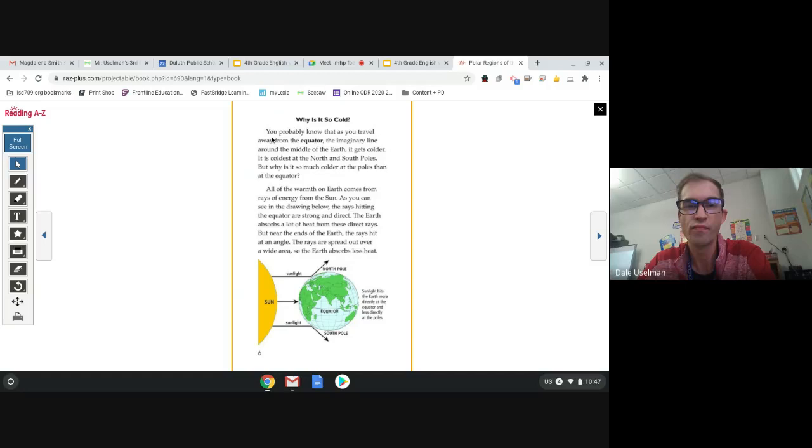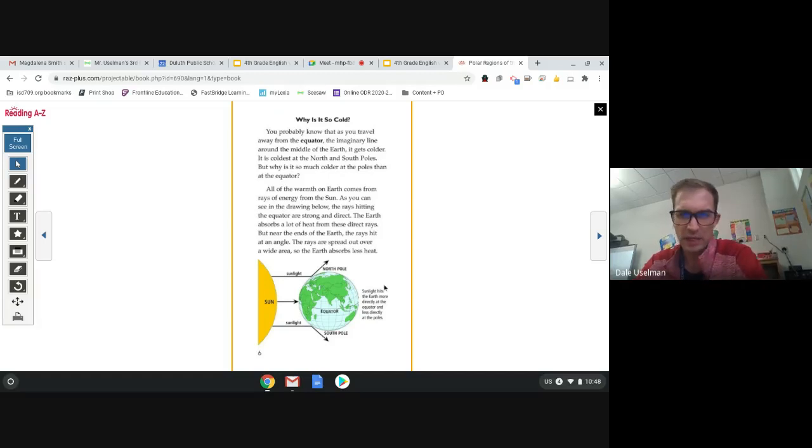You probably know that as you travel away from the equator, the imaginary line around the middle of the Earth, it gets colder. It is coldest at the North and South poles. But why is it so much colder at the poles than at the equator? All of the warmth on Earth comes from rays of energy from the sun. As you can see in the drawing below, the rays hitting the equator are strong and direct. The Earth absorbs a lot of heat from these direct rays, but near the ends of the Earth, the rays hit at an angle. The rays are spread out over a wide area, so the Earth absorbs less heat.